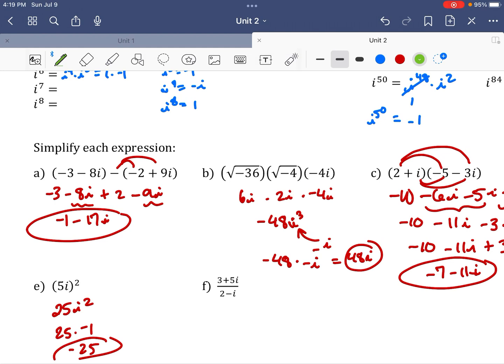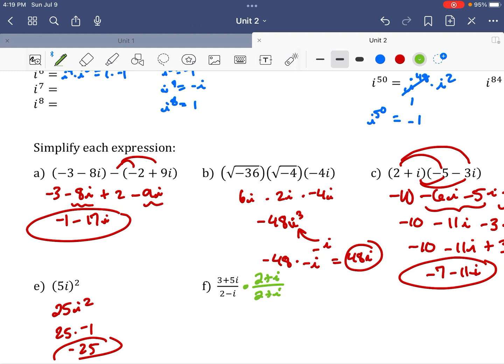We're going to multiply by something here. We're going to get rid of the i in the denominator. So to do that, you multiply by the conjugate in the denominator. So 2 minus i, the conjugate is 2 plus i. So whatever you do in the bottom, you do the top. So really you're just multiplying by 1 because 2 plus i divided by 2 plus i is 1. So you're not really changing anything, you're just changing how it looks.